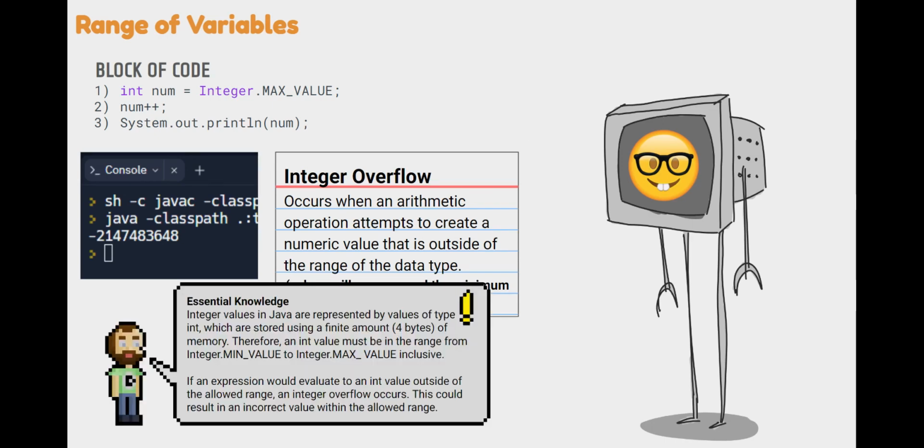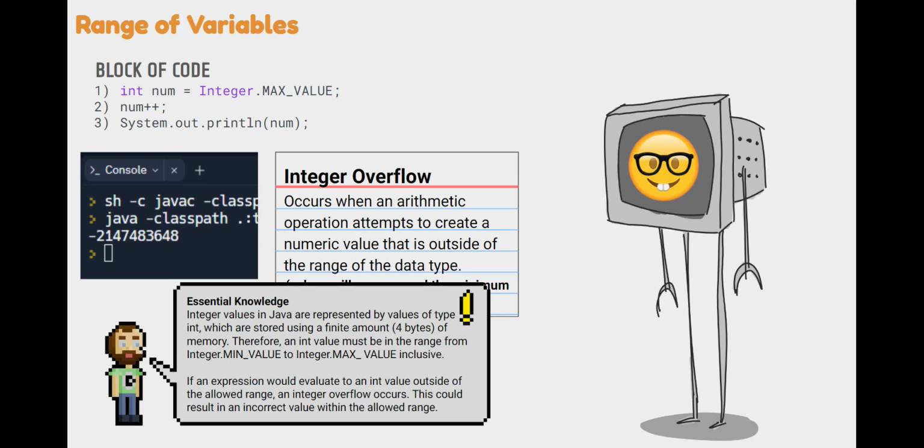This aligns with some of our essential knowledge. Integer values in Java are represented by values of type int, which are stored using a finite amount of memory. Therefore, an int value must be in the range from Integer.MIN_VALUE to Integer.MAX_VALUE inclusively. If an expression would evaluate to an int value outside the allowed range, an integer overflow occurs. This could result in an incorrect value within the allowed range.